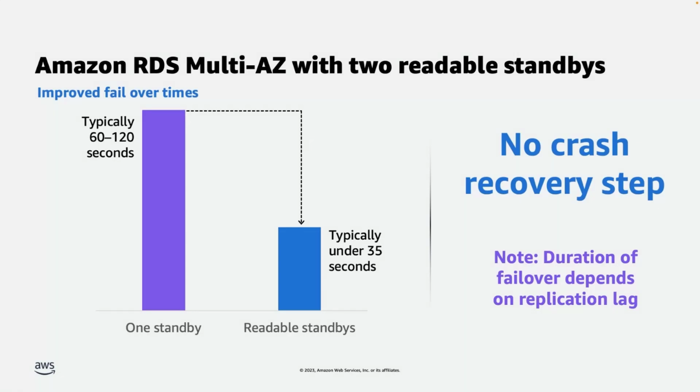With the 2 readable standbys option, we have observed that typically the failover time takes 35 seconds because there is no crash recovery step. Our 2 readable standbys are already serving read traffic, so they're already up and running. So we don't need to go through the database recovery process. That's why our failover times improved drastically. With our internal testing, we have observed typically under 35 seconds. So the increased availability and fault tolerance offered by the multi-AZ DB cluster deployments makes them a natural fit for production environments.